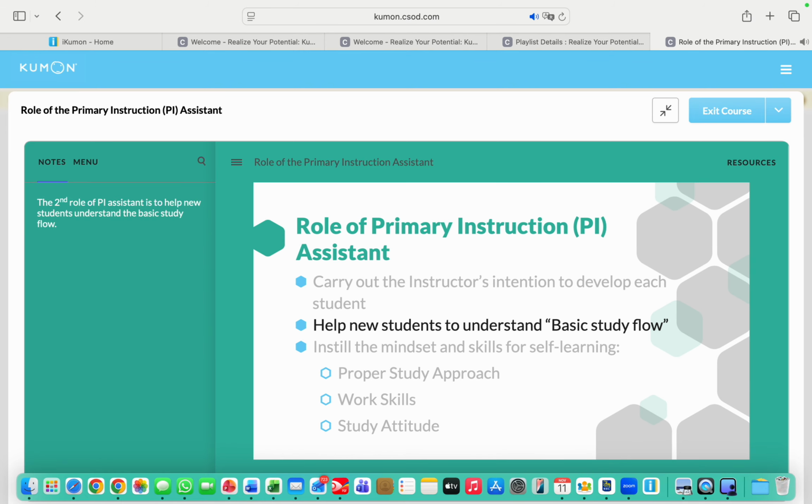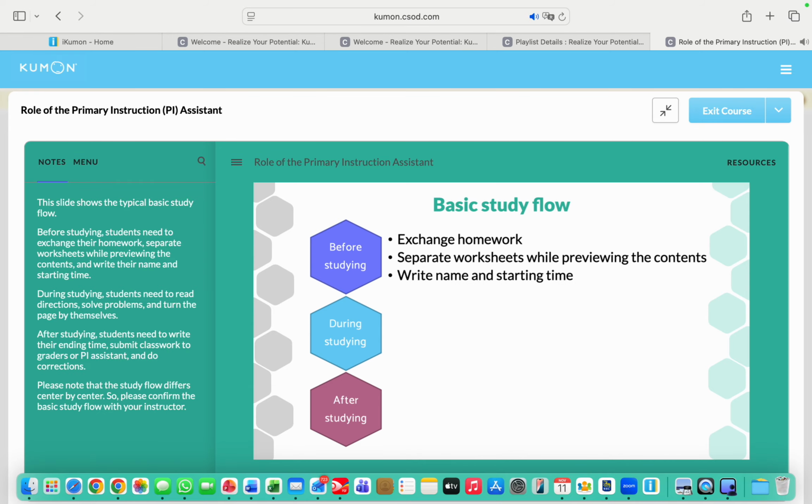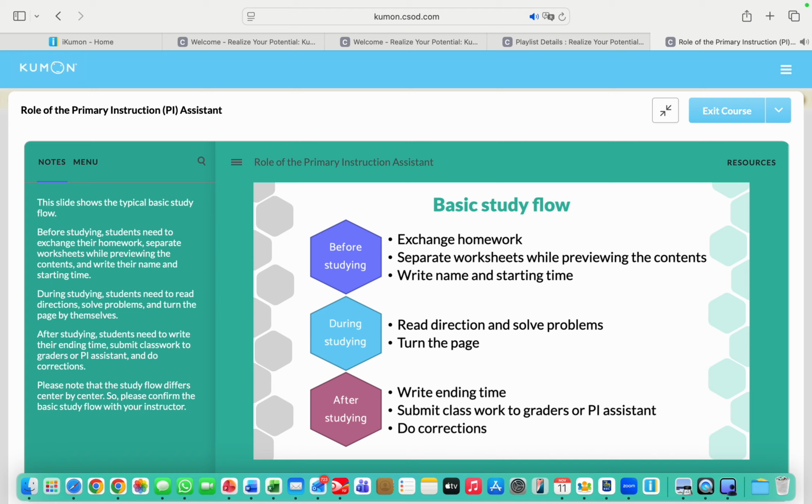The second role of a PI assistant is to help new students understand the basic study flow. This slide shows the typical basic study flow. Before studying, students need to exchange their homework, separate worksheets while previewing the contents, and write their name and starting time. During studying, students need to read directions, solve problems, and turn the pages by themselves. After studying, students need to write their ending time, submit classwork to graders or the PI assistant, and do corrections. Please note that the study flow differs center by center, so please confirm the basic study flow with your instructor.